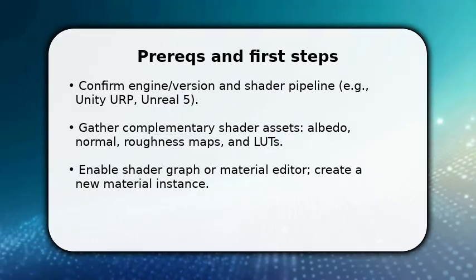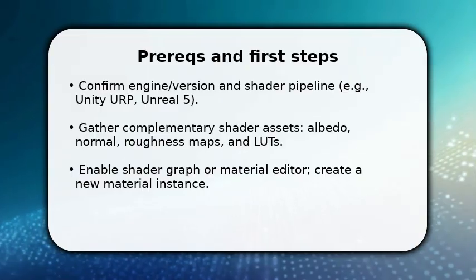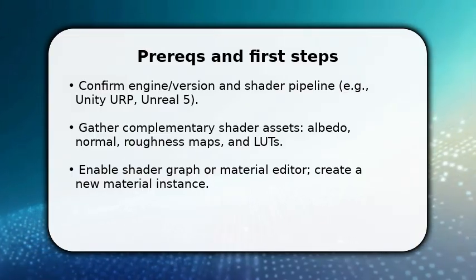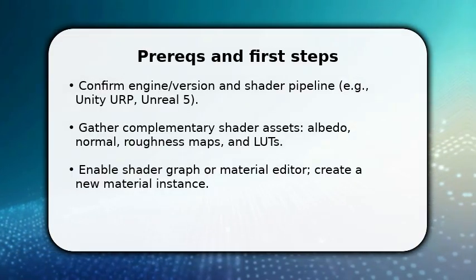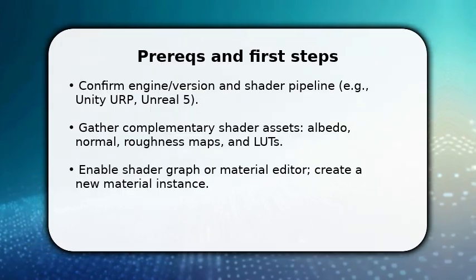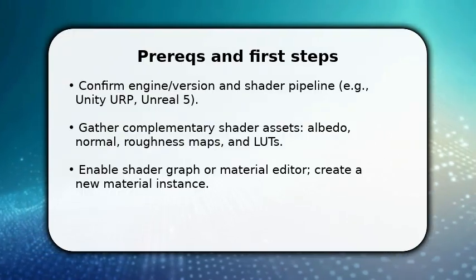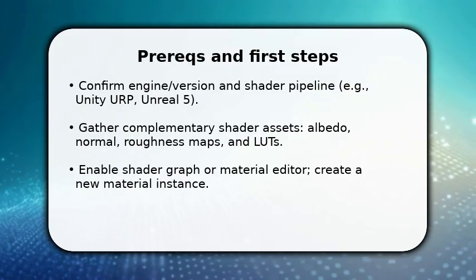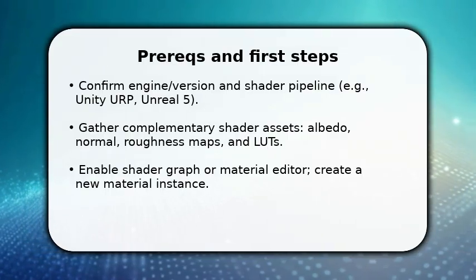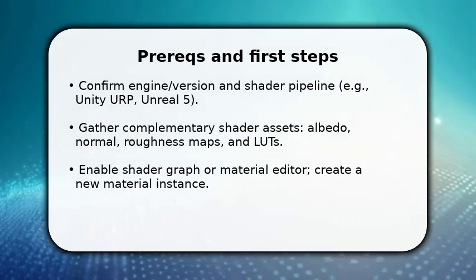You should start by verifying your engine and pipeline so you avoid incompatible nodes later. Next, import the complementary assets, albedo, normal, roughness, and any LUTs, so you can sample them immediately. Create a new material or shader graph and name it clearly. This prevents confusion as you layer effects.